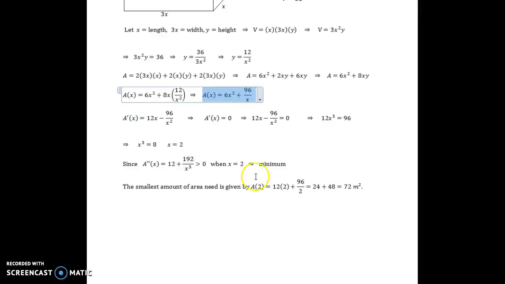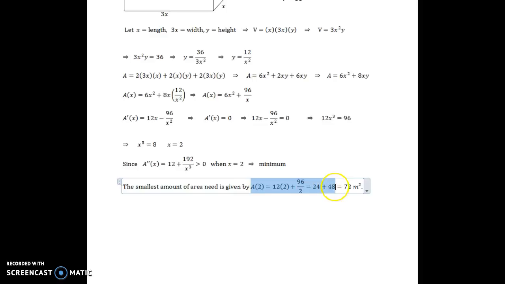So I plug 2 in here. The answer is, again, A of 2. You will get 24 plus 48, which is 72. And that is the answer to the question. And we verified it. It's a pretty standard optimization question.